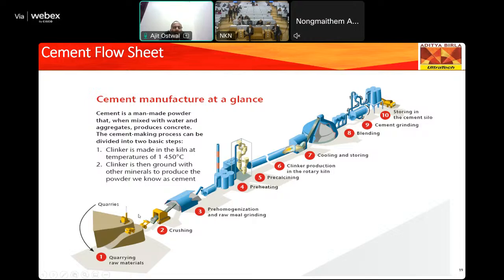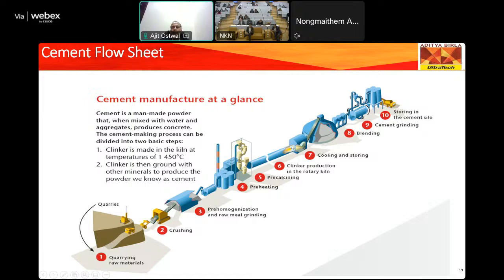So first and foremost activity is the quarrying or limestone mining, which is being done. Then the material is crushed in the limestone crushers. Then it is homogenized in the stockpiles. Then it is grinded in the raw mill grinding, grinded to a powder form, and then stored, and then the pre-calcination takes place in the preheater.